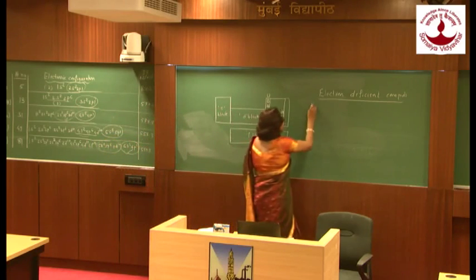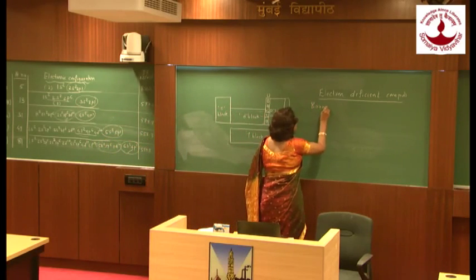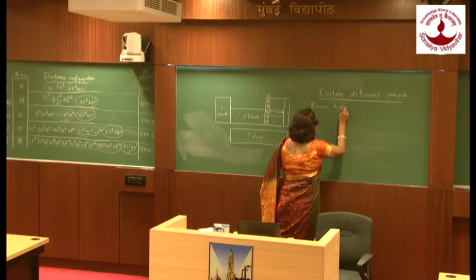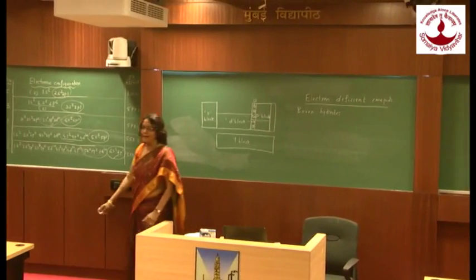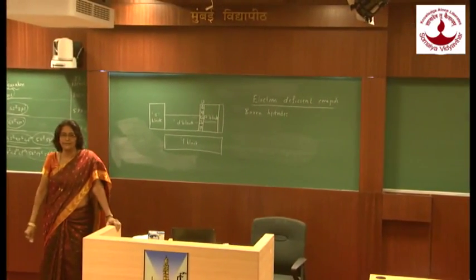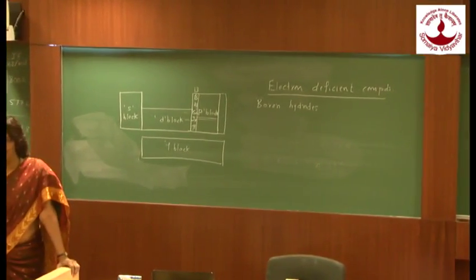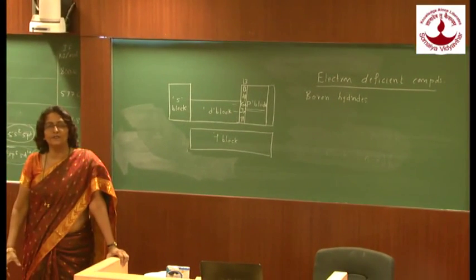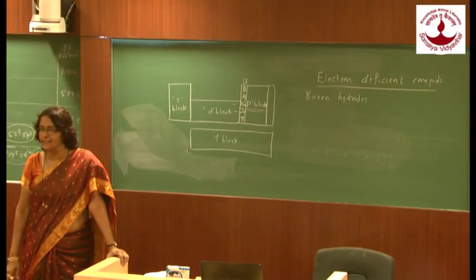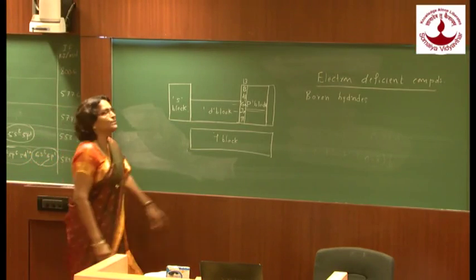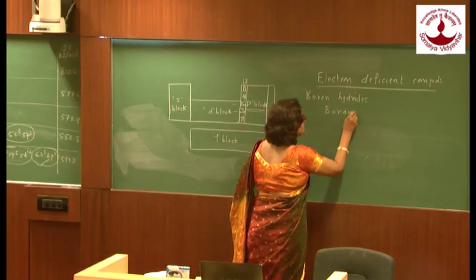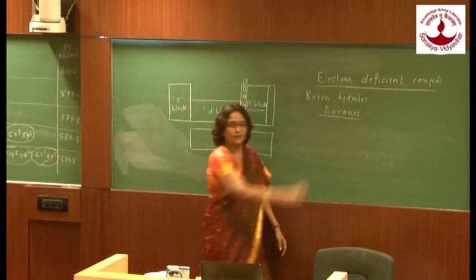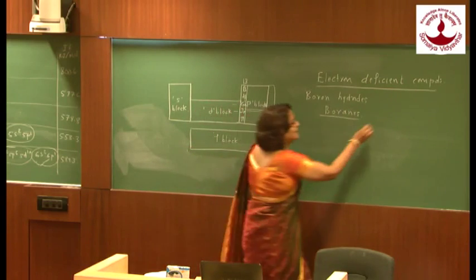Now boron forms several boron hydrides. Now what are boron hydrides? Compounds of boron and hydrogen. So boron forms a number of boron hydrides which are electron deficient compounds. Now these boron hydrides are called boranes by analogy with alkanes.